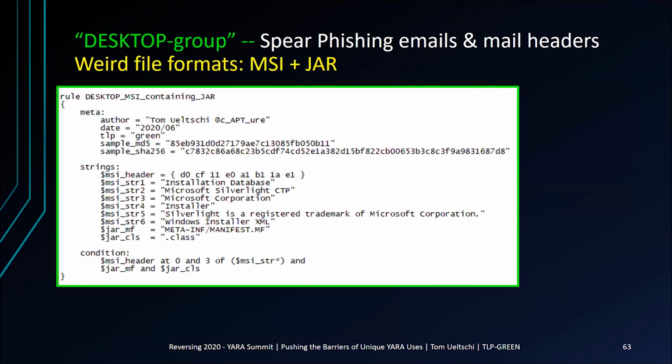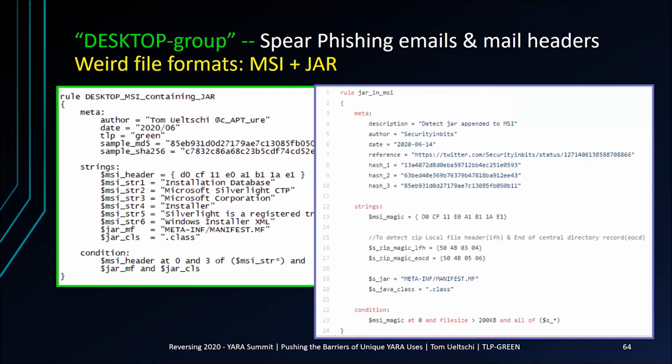Here's the YARA rule that I came up with, looking for the MSI header at the beginning, matching at least 3 of the 6 typical strings in MSI files, and having a manifest and class file as needed in a char. Here's the YARA rule from Security in Bits, very similar, but still different. Instead of strings from MSI, he's looking for some magic bytes from a zip file, and he has a file size limit, which he lowered because there are smaller samples matching this as well.